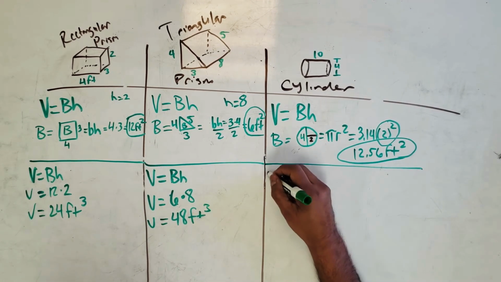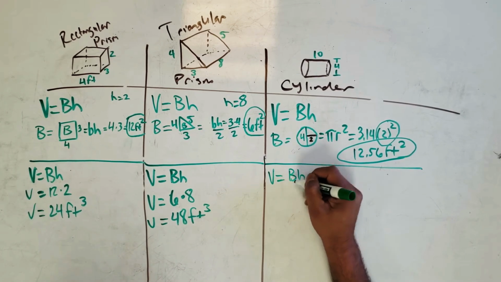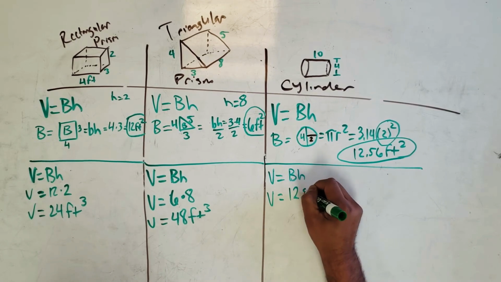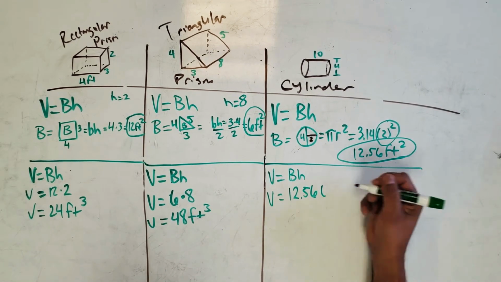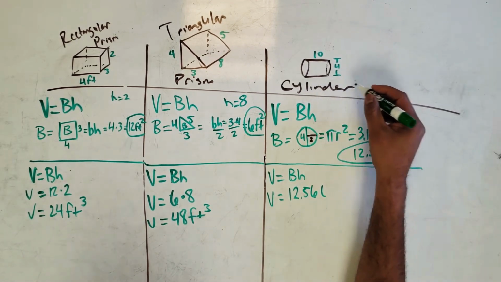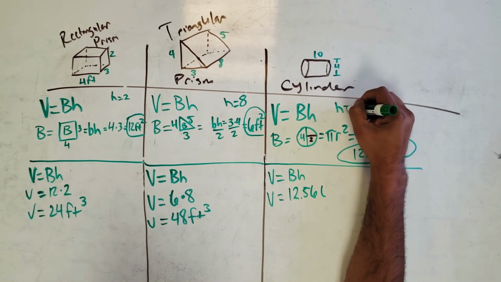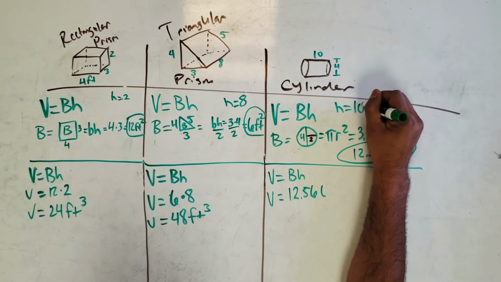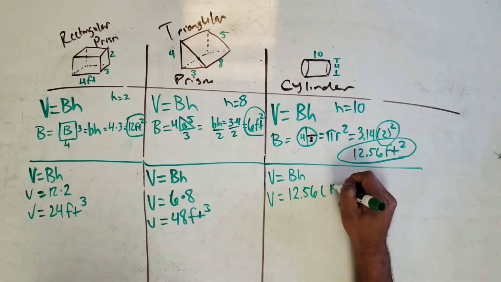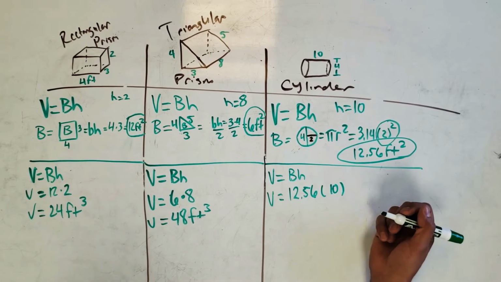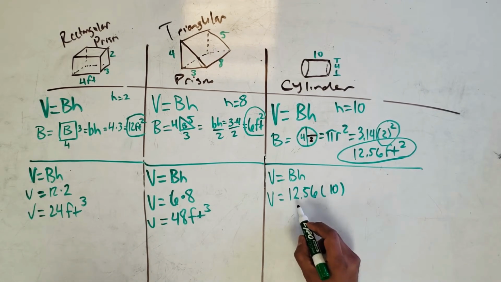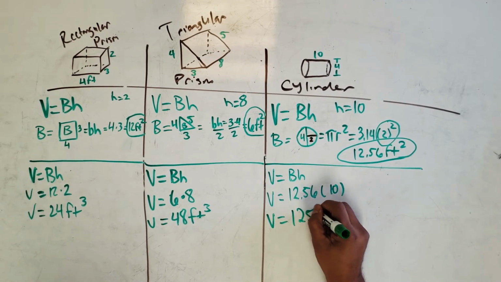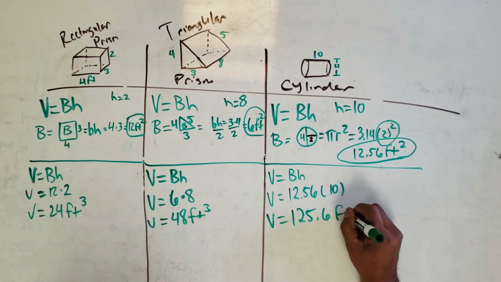So now we can find volume. V equals big B times H. V equals, big B is this one, 12.56, times the height or the distance between the twins, which we forgot to identify. H equals the distance apart, how far apart are these circles? They're 10 feet apart. So that's going to go right here. 12.56 times 10 gives me volume equals 125.6 feet cubed.